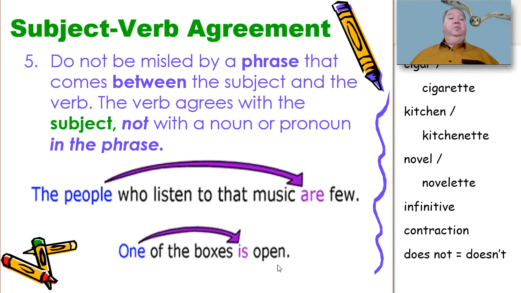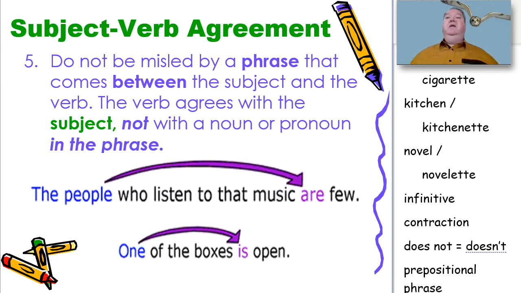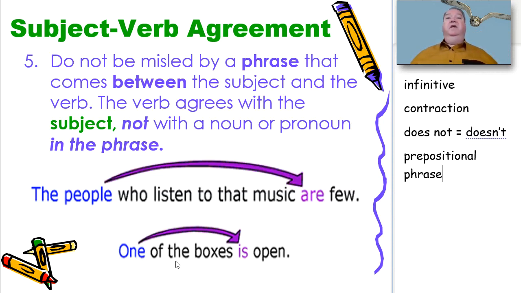One of the boxes is open. What's the subject? One. One is open. One of what is open? One of the boxes. Boxes is plural, but that is not the subject of the sentence. The subject is one. Of the boxes, remember that the word of is a preposition. So this is a prepositional phrase, of the boxes. Okay? So one is subject, verb.